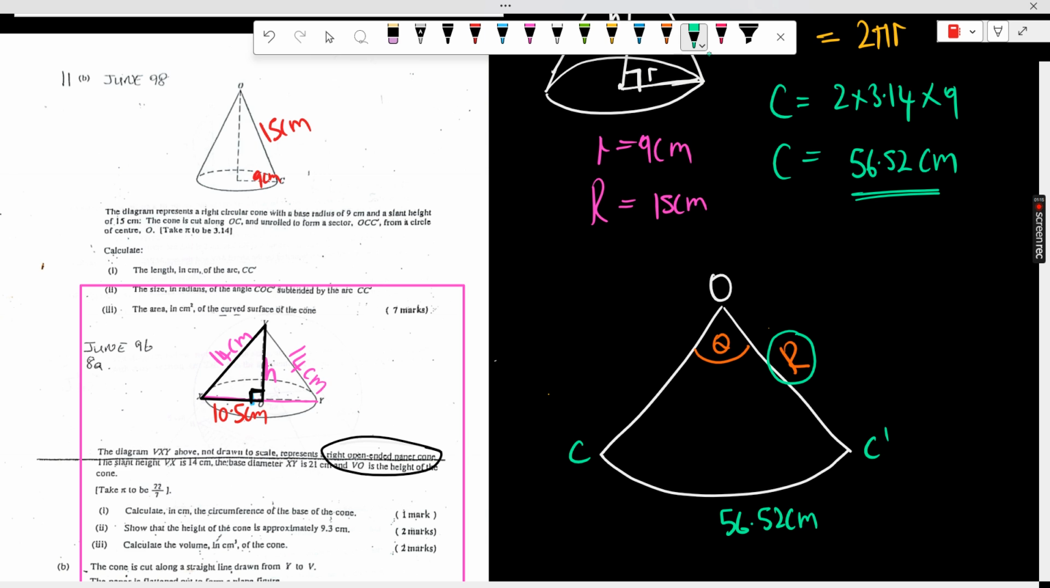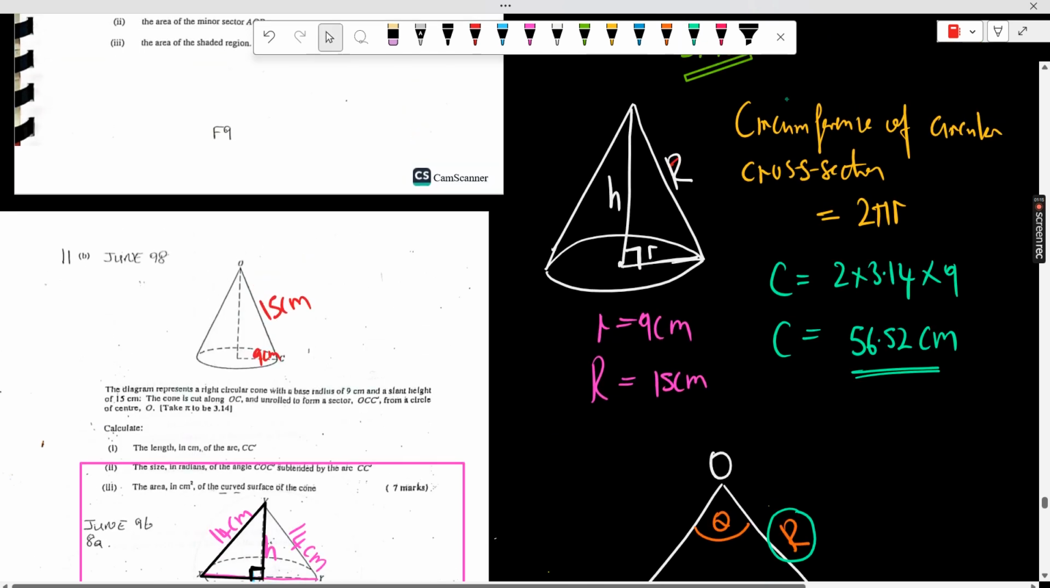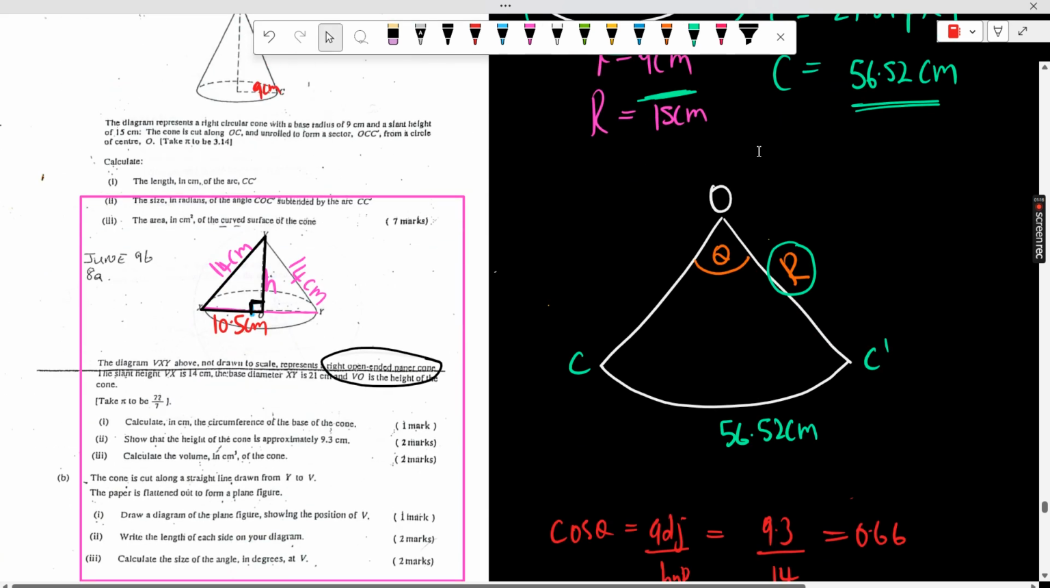Yes, sir. All right, good. When you cut open the cone, you form a sector. The length of the arc formed will be equal to the circumference of the circular cross-section of the cone that was given in the first place. So in this case, we had a cone of radius r, where r is equal to 9 centimeters. We find the circumference of that circular cross-section, we get 56.52 centimeters. When you cut open that sector, the length of the arc formed will be equal to the circumference of the circle. All right? Okay, sir.